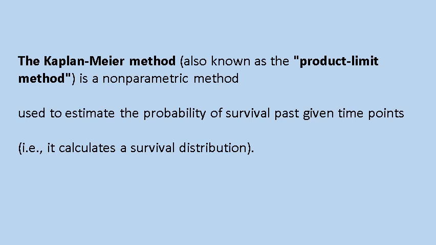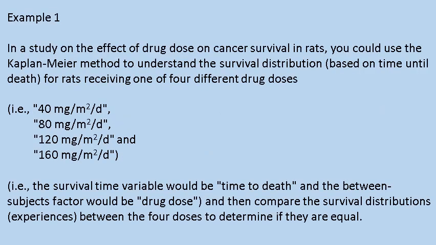The Kaplan Meier method is also known as the product limit method. It is a non-parametric method for survival analysis used to estimate the probability of survival past given time points. That means it calculates a survival distribution. Let us go through this example.